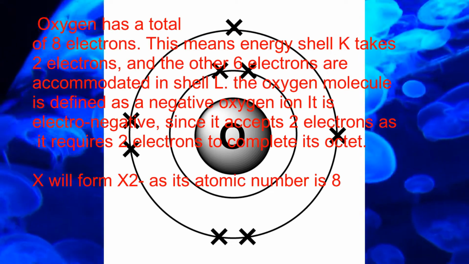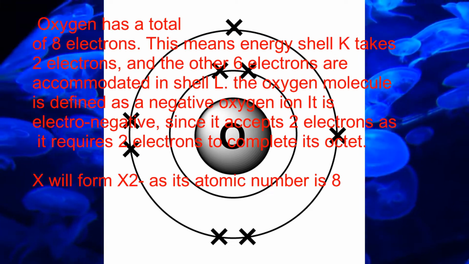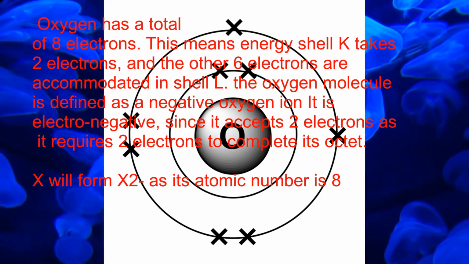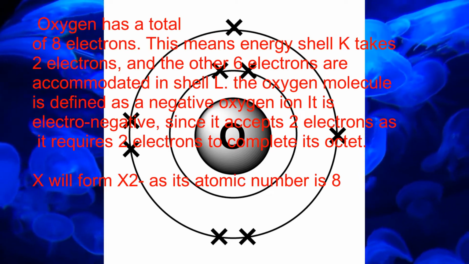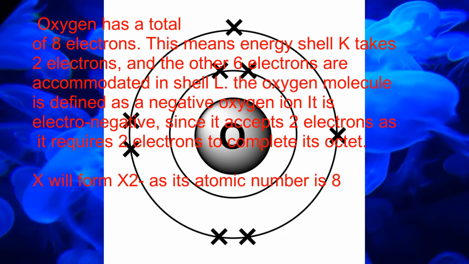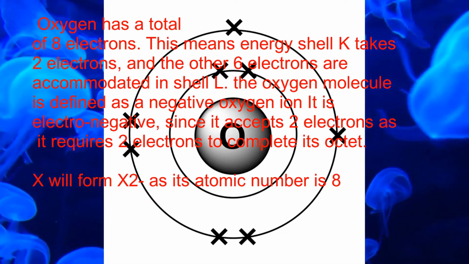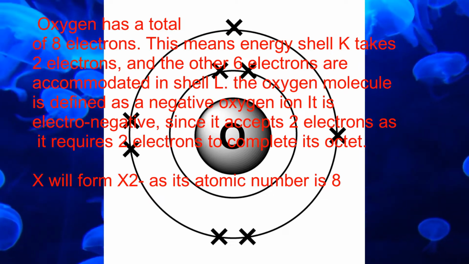Oxygen has a total of 8 electrons. This means energy shell K takes 2 electrons, and the other 6 electrons are accommodated in shell L. The oxygen molecule is defined as a negative oxygen ion. It is electronegative, since it accepts 2 electrons as it requires 2 electrons to complete its octet.